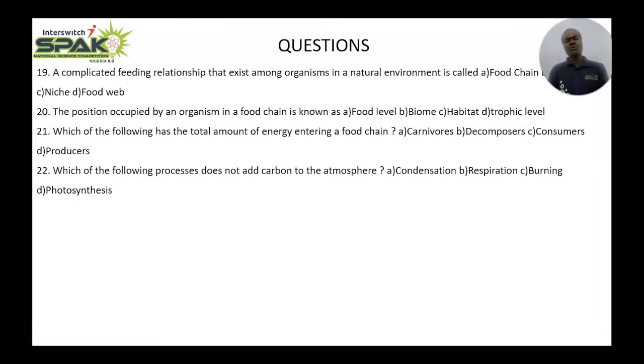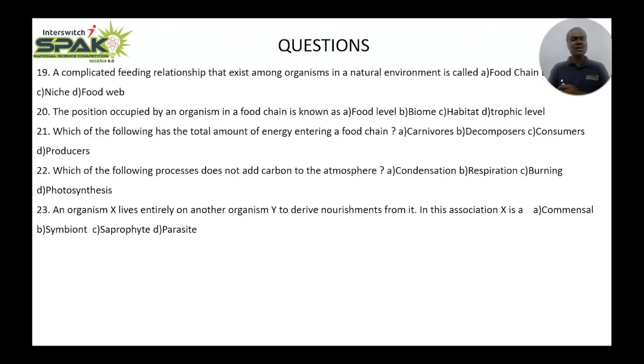But when you talk about photosynthesis, we absorb, we completely remove carbon dioxide. That is why it is the process that purifies the environment. Photosynthesis will remove carbon dioxide from the environment and introduce oxygen. So which of the following processes does not add carbon to the atmosphere? Photosynthesis does not, rather it removes it.